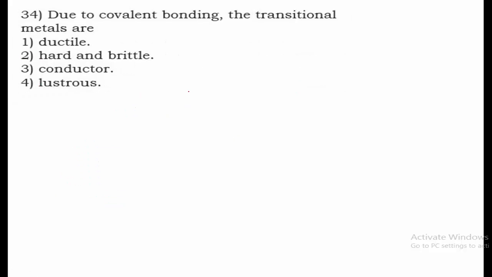34th, due to covalent bonding, the transition metals, what will they show? They are ductile, hard and brittle, conductor, lustrous. So transition metals are hard and brittle because of covalent bonding. For example, you can take silicon carbide and diamond and graphite. All these, graphite is soft, but other elements are hard and brittle.